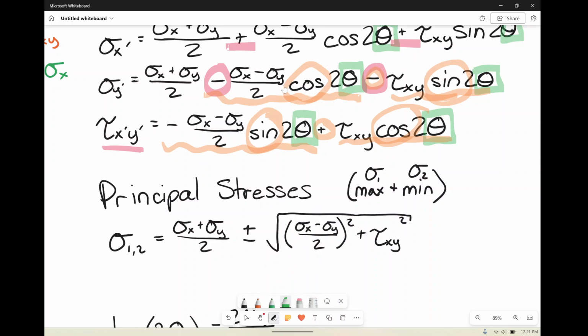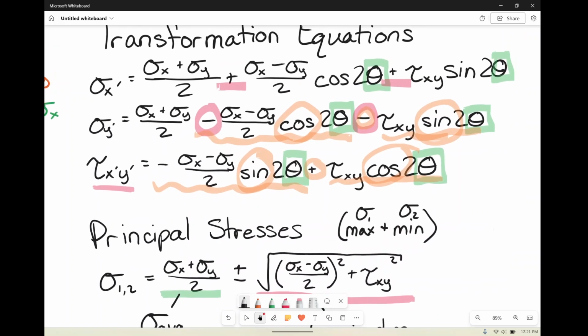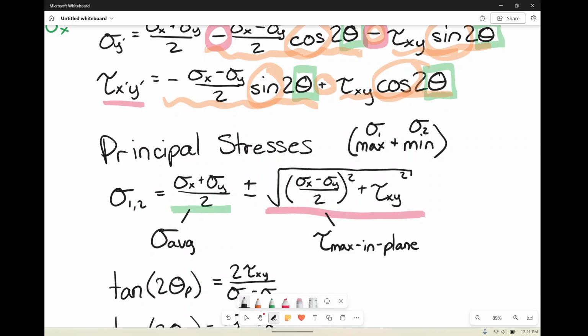Now, there's a couple things about this. It's a two-part equation. You have the part on the left, and then you have the part on the right. And the cute thing about this is that the part here on the left is actually sigma average, our average normal stress. And then the part over here on the right is actually our maximum in-plane shear. So yes, we are finding sigma x prime and sigma y prime up at the top in our transformation equations, but if you want to know what the maximum stresses are, the maximum and minimum being sigma 1 and sigma 2, the average and the max in-plane shear, that's how you would calculate it.